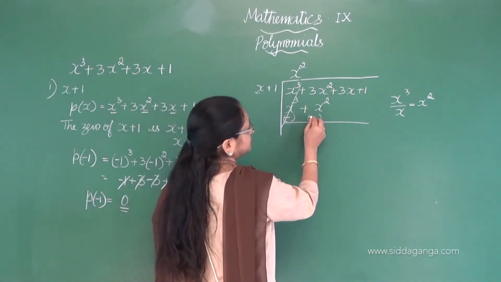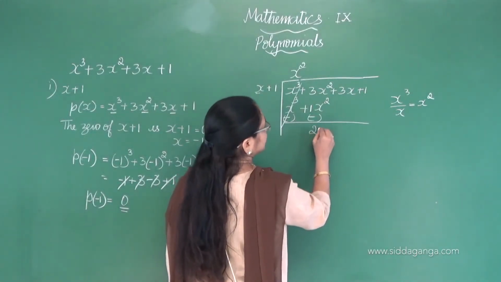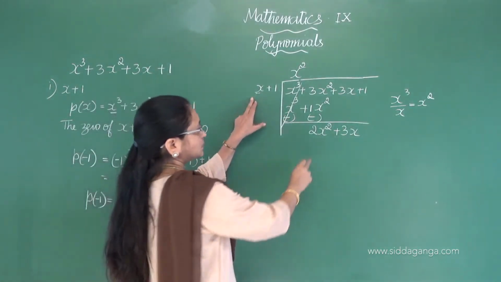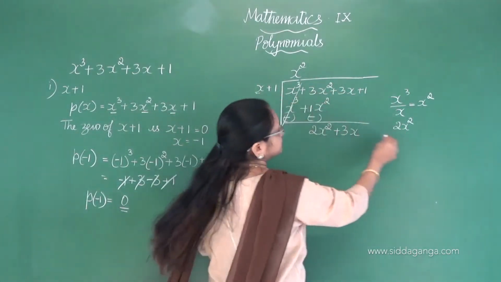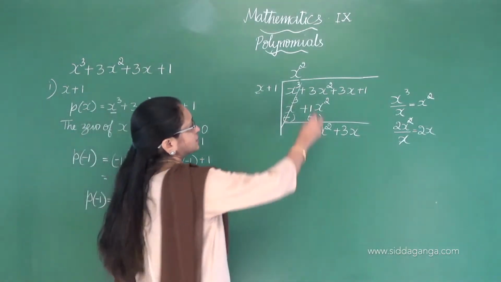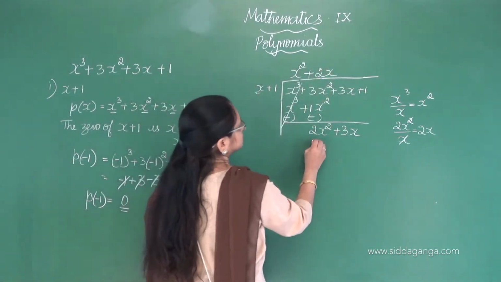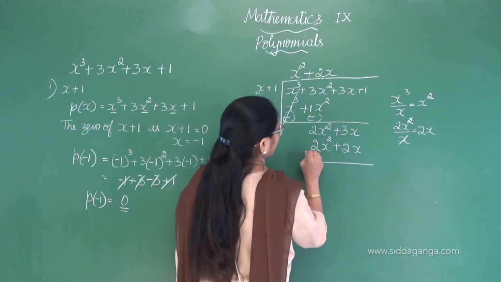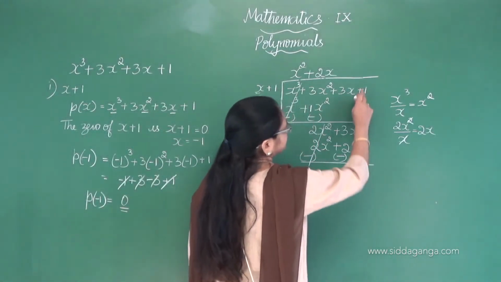Now, plus 3x square minus x square. Here nothing is written, which means it is understood to be 1. So here 2x square plus 3x. Now to get the next term of the quotient, 2x square divided by x. So x gets cancelled, giving 2x. Now the second term of the quotient is 2x. Now multiply x plus 1 by 2x. 2x into x is 2x square plus 2x. Now change the sign. Plus 3x minus 2x gives you x. Now your plus 1.